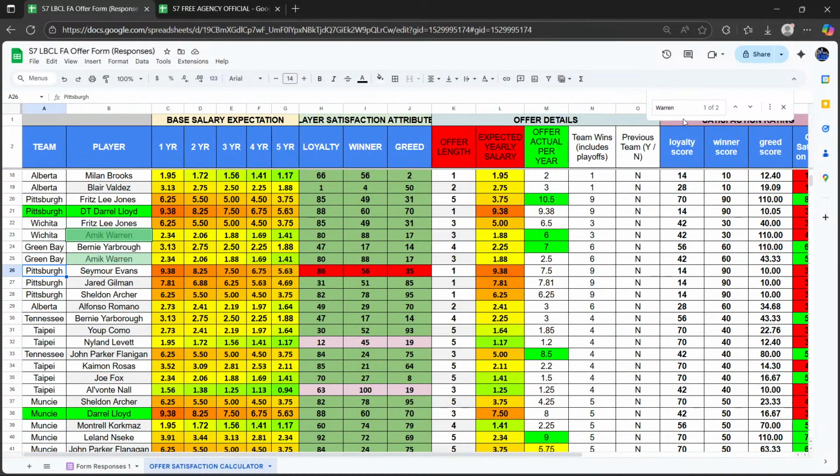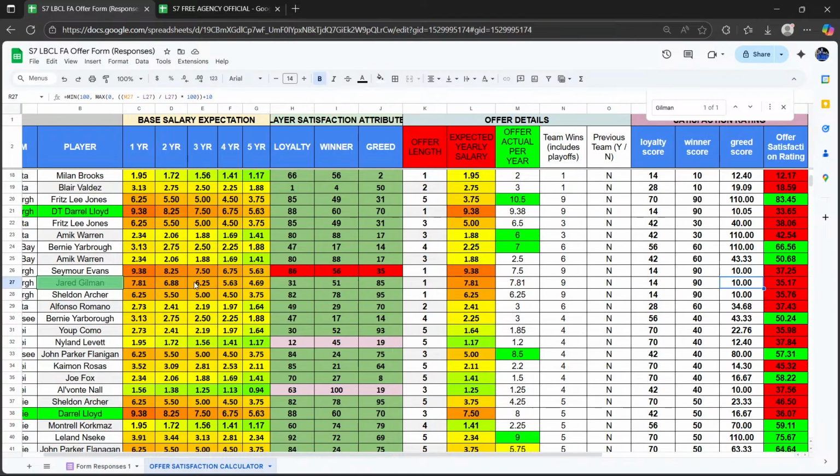Gilman, I agreed. You offered base salary, and he's got 85 greed. That's not going to do it for him. It looks like 10 and a half would have done it for him. But space offer, not so much.